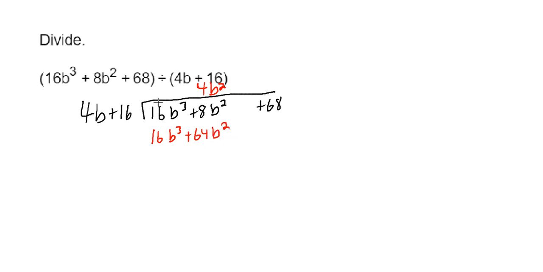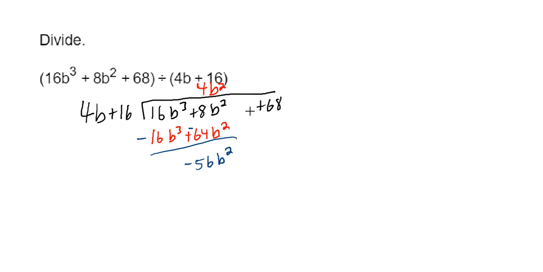Then we subtract to see what's left over. The highest power of b cancels out, which is good, and this will get negative 56b to the second power left over. Now here's where things become a little more complicated, because we are missing b to the first power from our dividend. My preference for dealing with that is just to leave an empty space, which I've already done. You don't want to bring the 68 down.